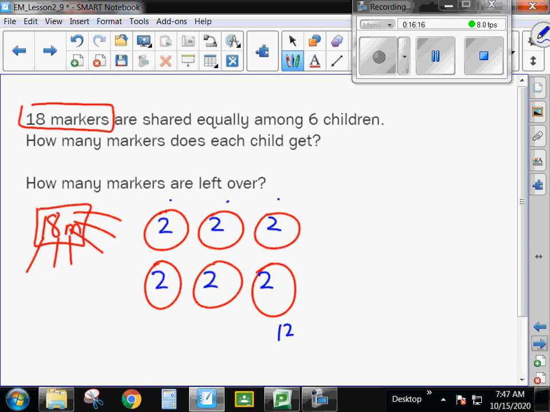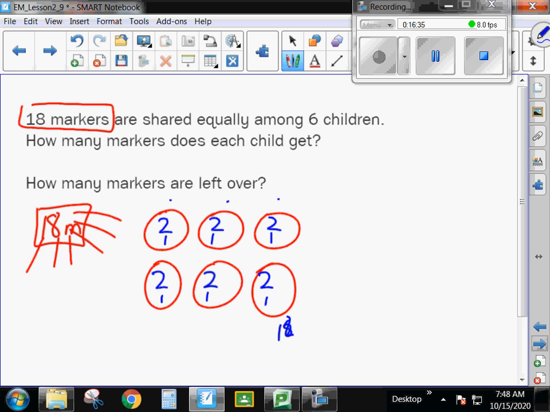So let me go ahead and just start giving them 1 at a time. So now I'm at 12, 13, 14, 15, 16, 17, 18. All right, so now I gave away my 18 markers. All right, see how I can divvy them up more than 1 at a time if I want to?